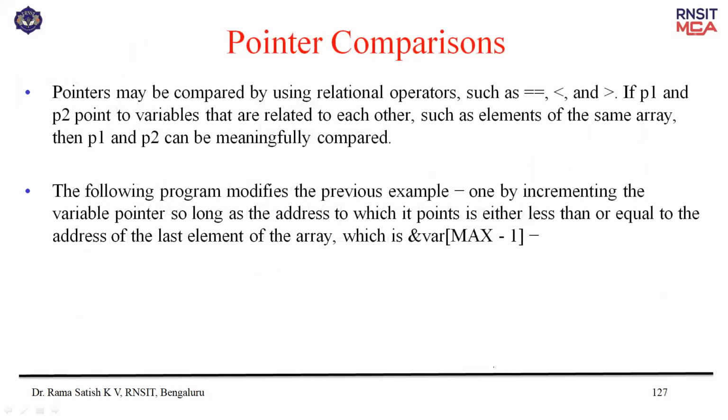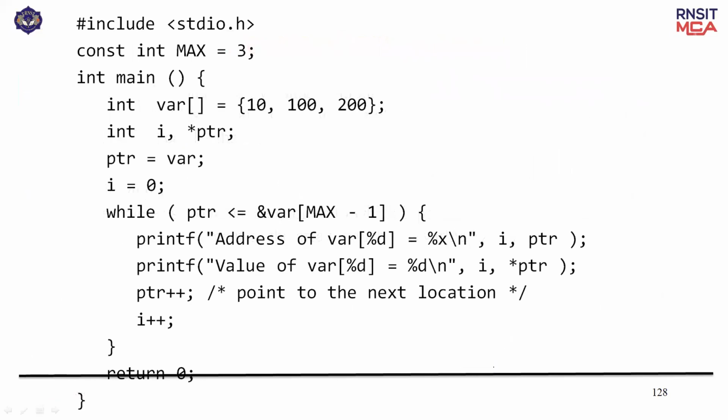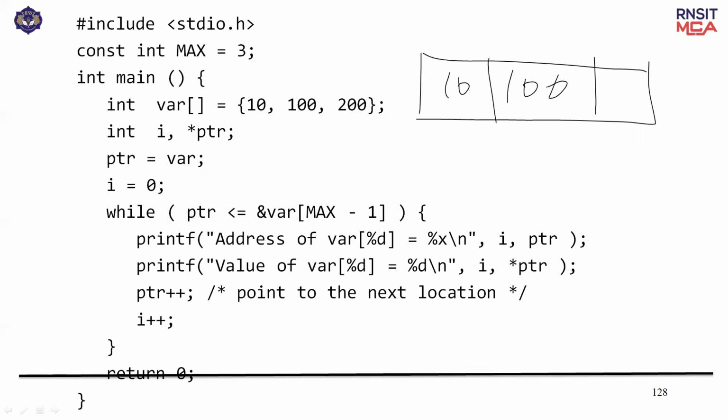Next, pointers you can also use for comparison. When you compare with the star, the values are compared. When you compare without the star, the addresses are compared. So you can see in this example, you have 3 cells of a variable that is an array: 10, 100, and 200. What you are trying to do is assign PTR is equal to var.